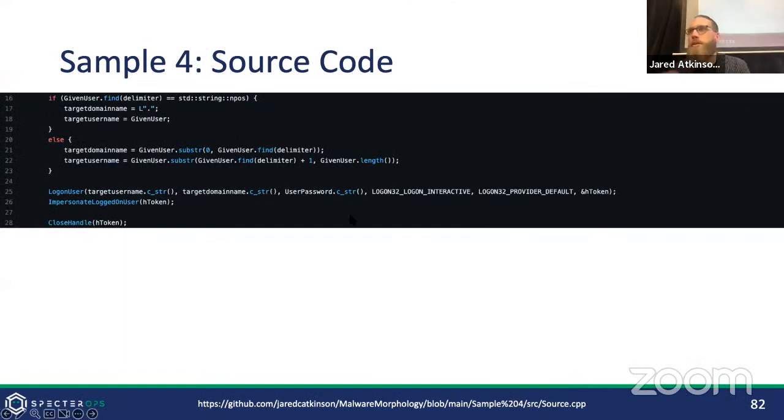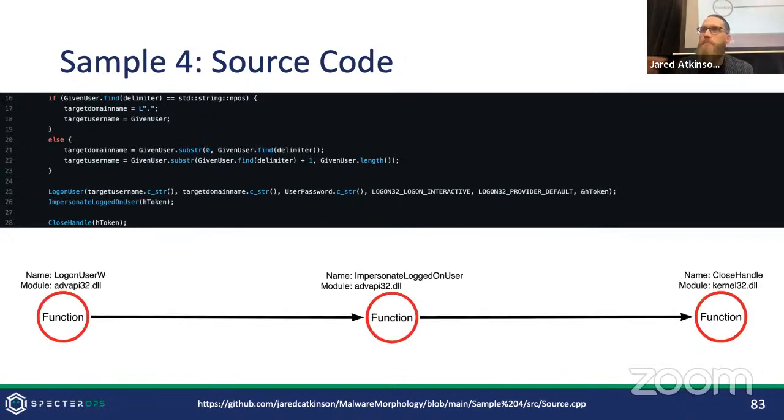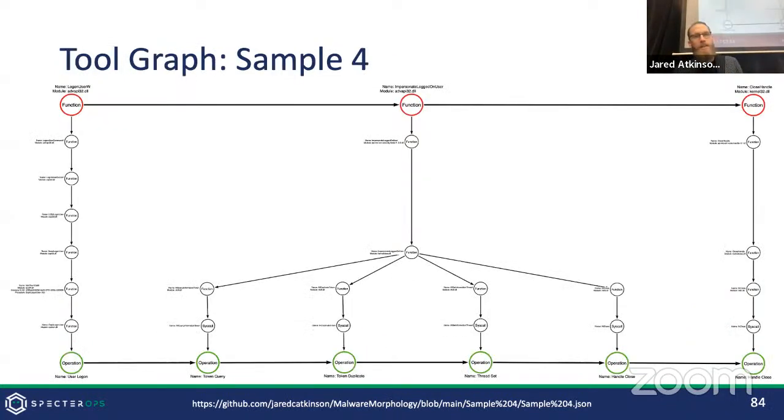But LogonUser is just another function, right? And so we go through the same process. We're going to do it a little bit more rapidly. I think I made the cooking show joke already, but this is like the cooking show where it's like, oh, I already have sample 4 in the oven, so we'll just pull that out. But this is what the tool graph ends up looking like, right? And so we have user logon, token query, token duplicate, thread set, handle close, right?